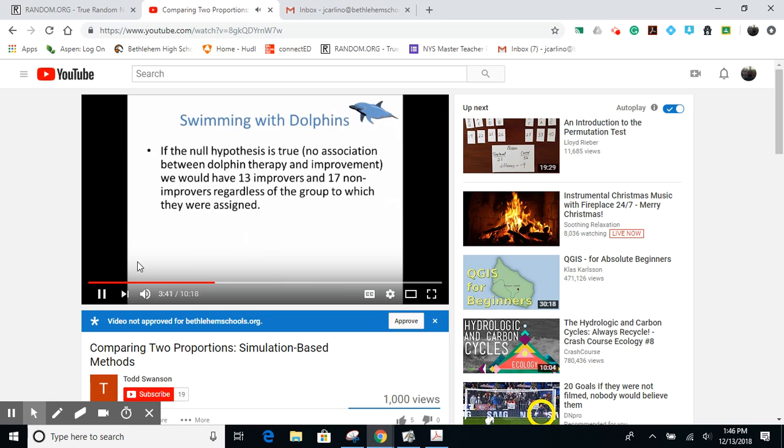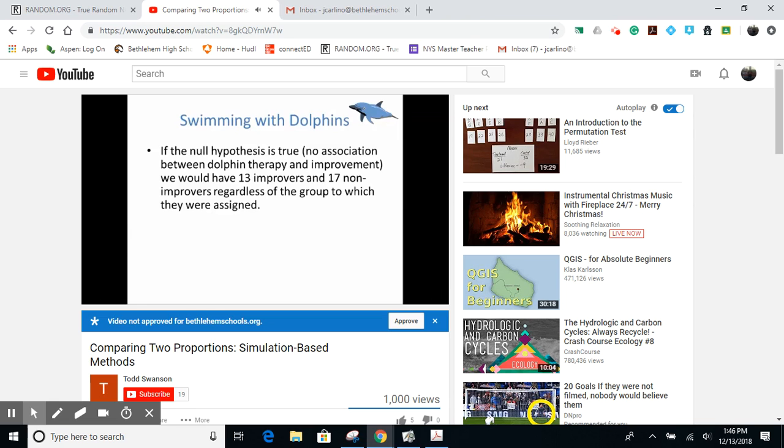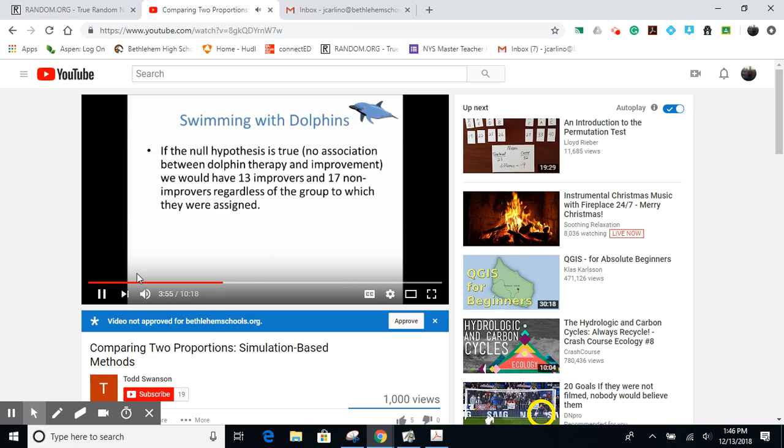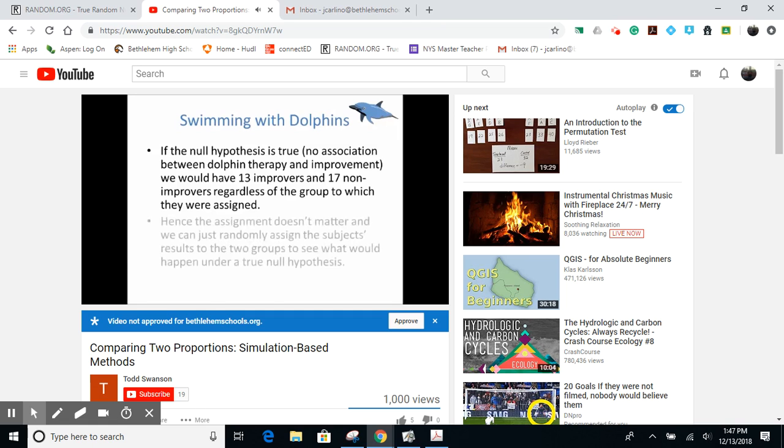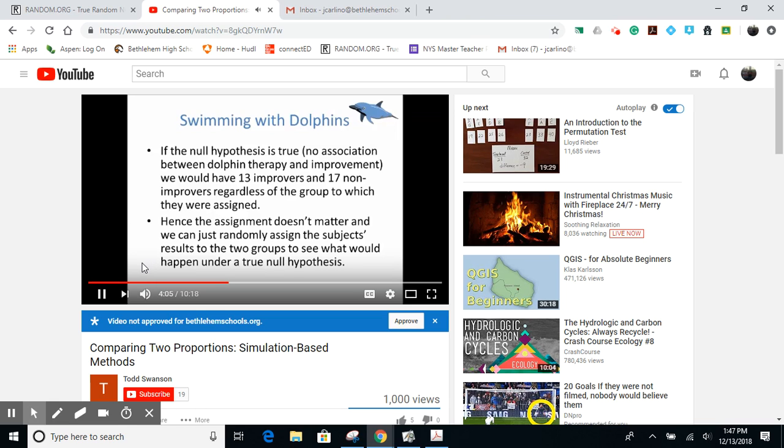Now let's think about how we're going to set up our simulation. If the null hypothesis is true, then the dolphin therapy is no more effective than the control therapy. And we were going to have 13 improvers and 17 non-improvers, regardless of which group they were assigned. Hence, the assignment of the subjects to the groups doesn't matter, and we can just randomly assign the subjects' results to the two groups to see what would happen under a true null hypothesis.